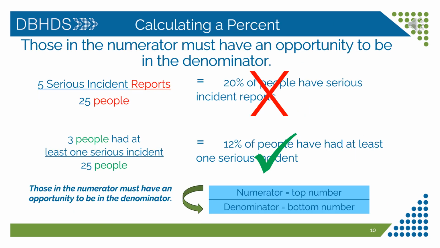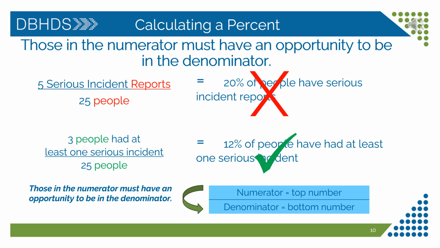I want to talk for a second about something that confuses some people when doing percentages. Those items or people or groups, things in the numerator, must have had an opportunity to be in the denominator, which is the bottom number. So let's look at some examples here.